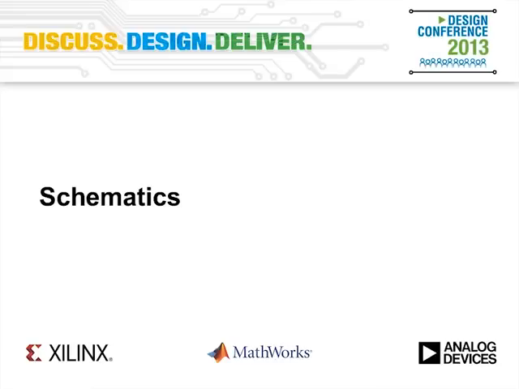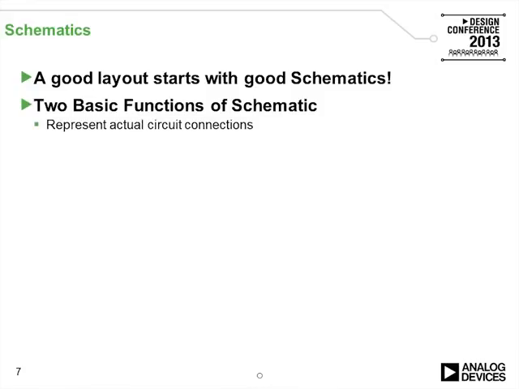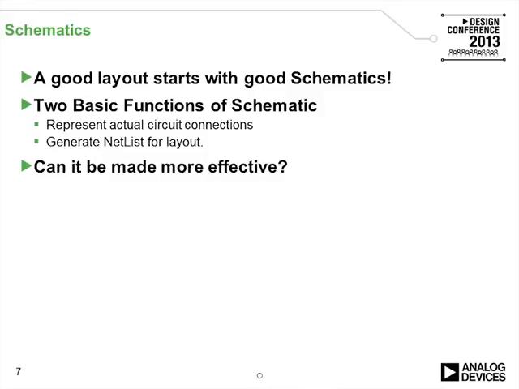So let me start with the schematics. A good layout really starts with good schematics. The schematics have two basic functions. They represent the actual circuit connections, which is important, and they generate netlists for layout. So if we stop here, our schematic will only serve the basic purposes. One question arises, can I make my schematic more effective? Can I possibly represent circuit functionality a little more clearly?